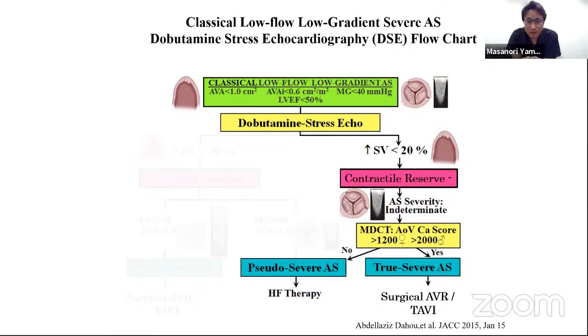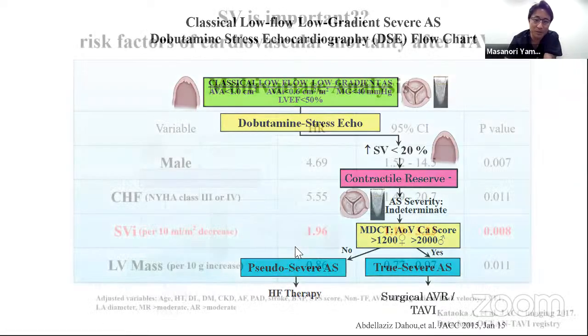Also, after the dobutamine stress echo, if the stroke volume increase is less than 20%, it means the contractile reserve is negative. We need another imaging modality evaluation, for example, by using MDCT. And if the calcium score, the volume of the calcium, is abundant, the patient is also diagnosed as true severe aortic stenosis, which means a good indication of invasive therapy, both surgical AVR and TAVI. But if the patient does not have abundant calcium, the patient is diagnosed as not severe aortic stenosis, and the indication is medical therapy.